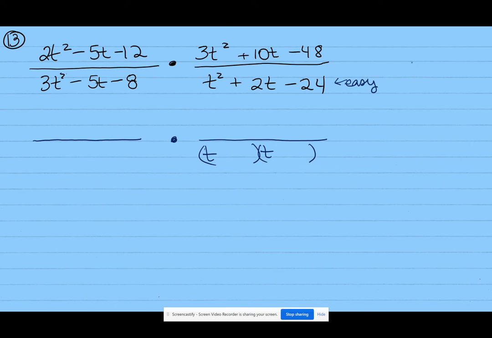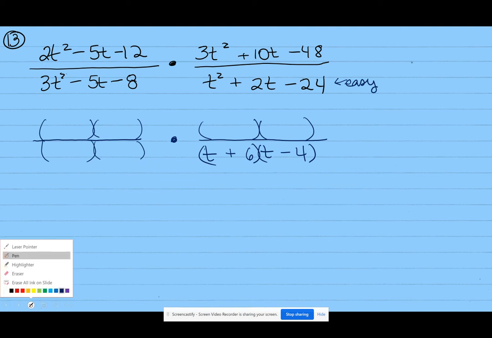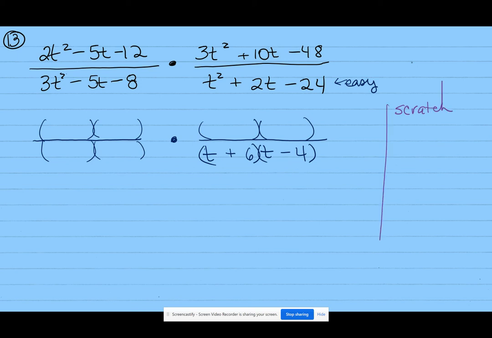And I need 2 numbers that multiply to give me 24, that add or subtract to give me 2, and that's going to be 6 and 4. Plus 6 minus 4 is what's going to give me the 2. Okay, so now the other 3 trinomials, I'm going to have to do bottoms up. So I'm going to create a little scratch area over here for these problems. So the first one I'm going to do the 2t squared minus 5t minus 12.